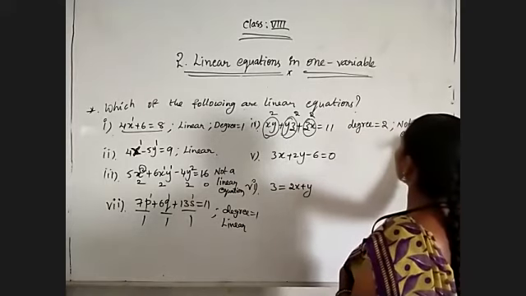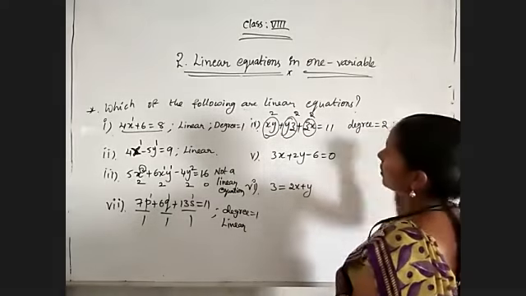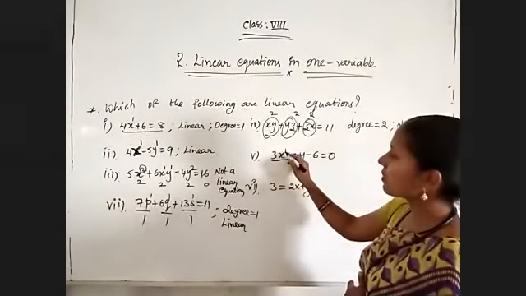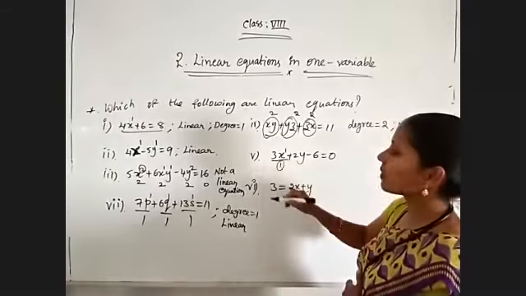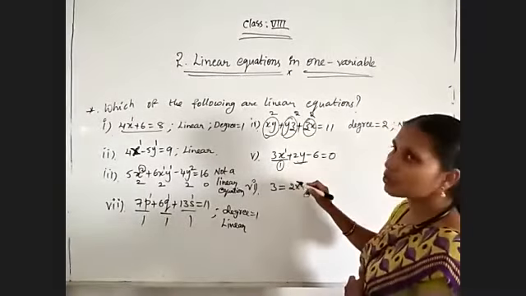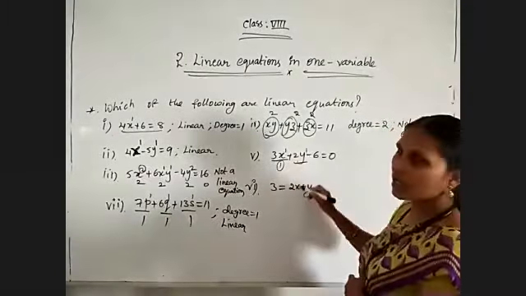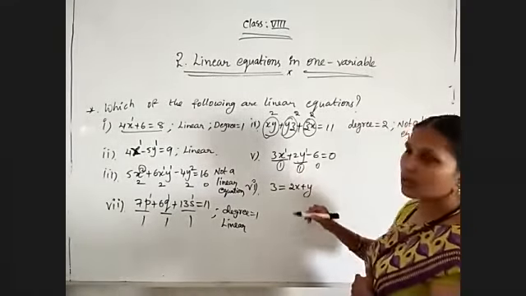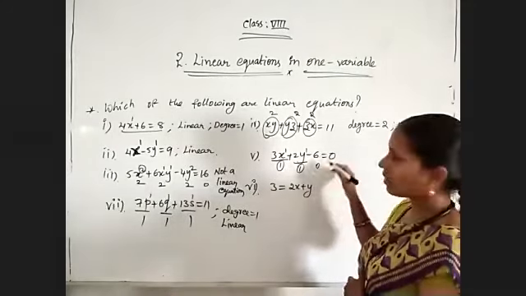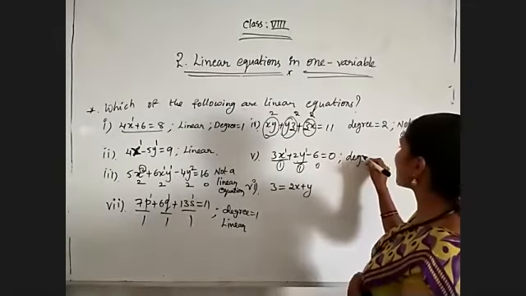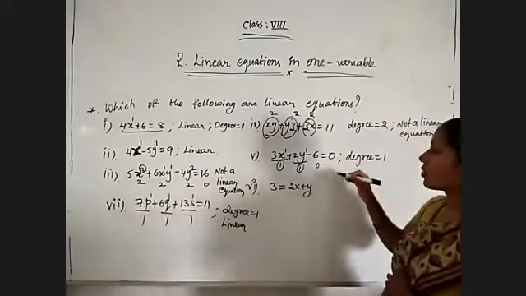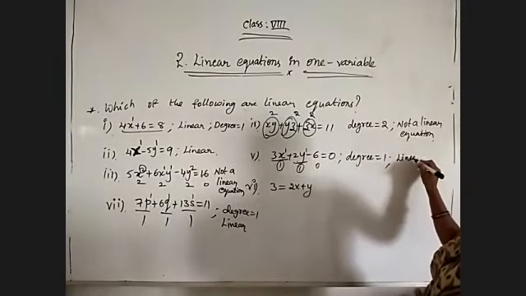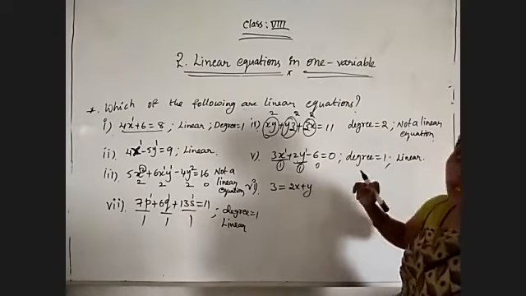Not a linear equation. That's all. Coming to here, 3x. For this term, x power is 1, that means degree is 1. And for the next term, 2y, power is 1, degree of this term is also 1. And it is a constant term, degree is 0. So the highest value is 1, so the degree of the complete equation is equal to 1. So it is a linear equation. But here the variables are 2, so linear equation in 2 variables.